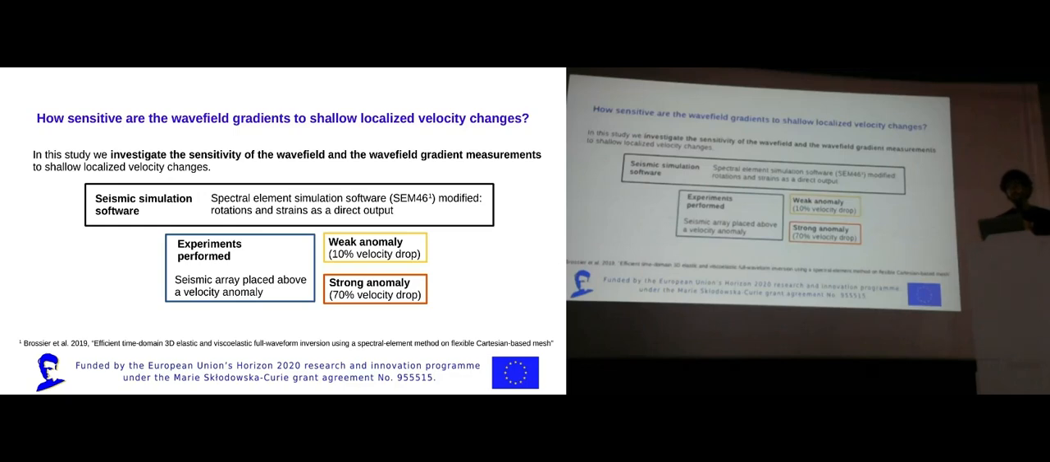Firstly, we modified the spectral element simulation software to observe as a direct output the rotations and the strain in addition to the displacement. And then we performed many experiments, simulations, by using a seismic array placed above a velocity anomaly. And then we considered two kinds of anomalies: a weak anomaly, where the velocity was dropping by 10% compared with the homogeneous medium, and a strong anomaly where the velocity was decreasing by 70%.